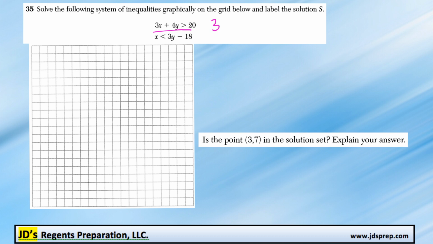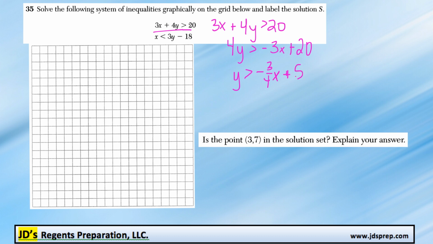We've got 3x plus 4y is greater than 20. So we're going to try to isolate y. We can start by subtracting 3x from both sides. So we would get 4y is greater than negative 3x plus 20. And then finally, we would divide everything by 4. So we would have just y left over. So y is greater than negative 3/4 x plus 20 divided by 4, which would be 5.